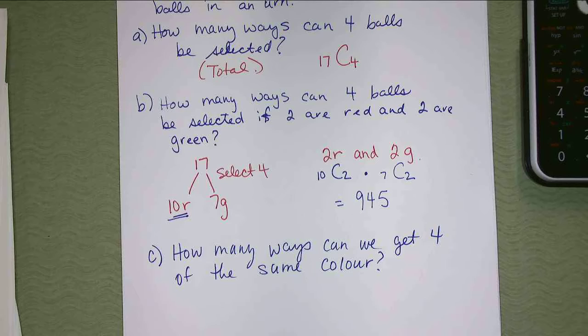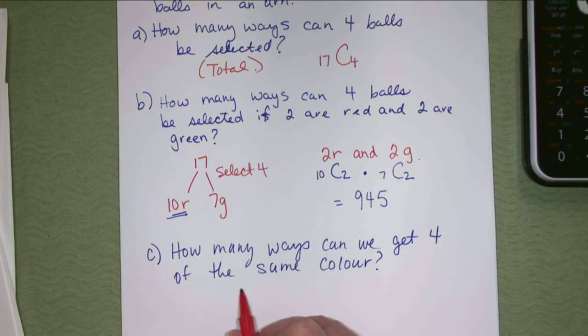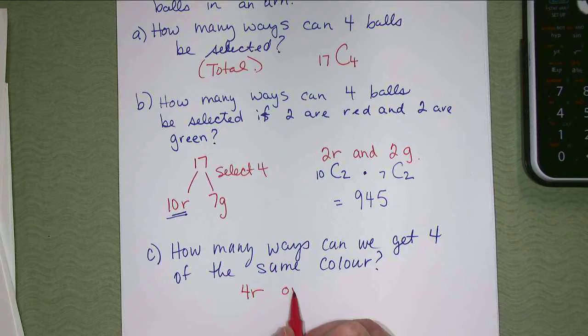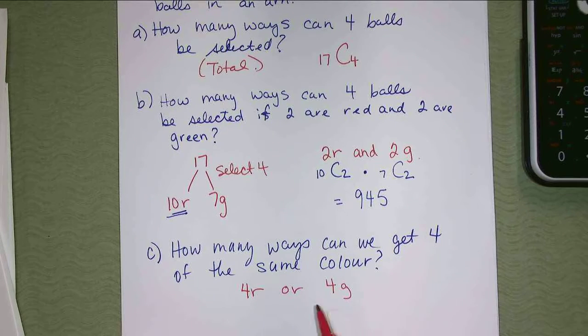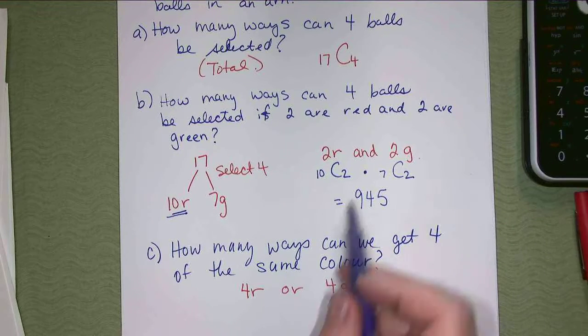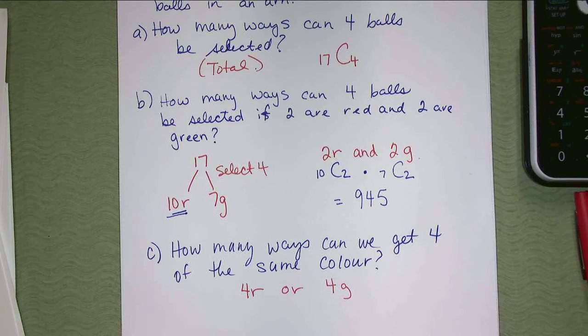Add or is add. Exactly. So we would say for the same color, so we want 4 red or 4 green. Does that make sense? And or is add. So that's sort of the 2 differences.